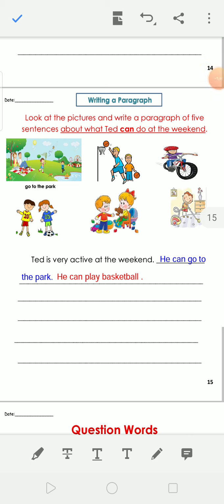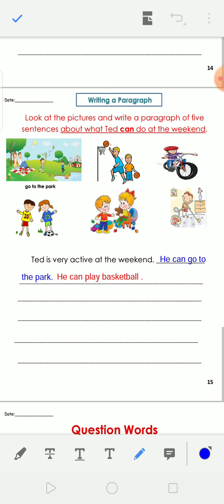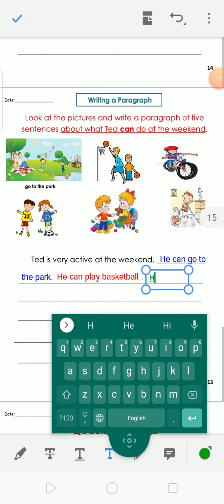Take your time, and when you finish, look at this picture and tell me what Ted can do here. Yes, excellent. He can ride his bike. Let's write it together. I still have a space here on the same line, so I have to use it. He can ride. The line here is over, so I'm gonna complete on the next line.